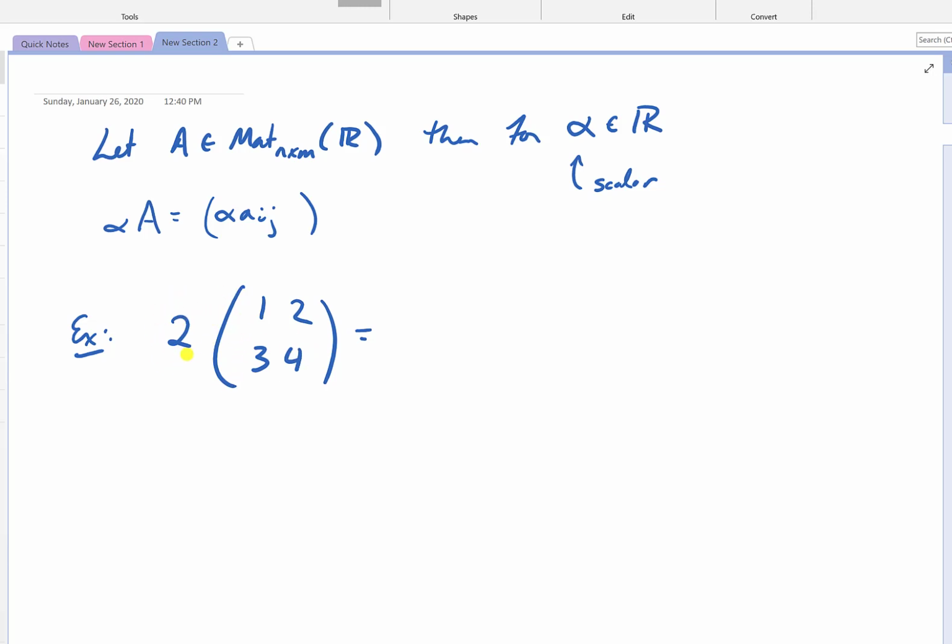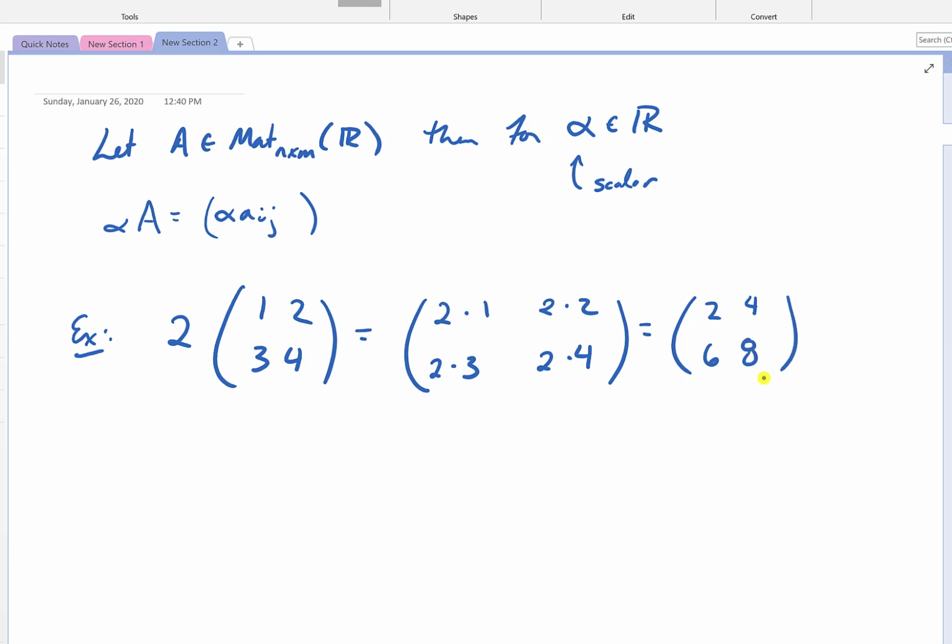Okay? So if we do this scalar times this matrix, we simply multiply each entry of the matrix by the scalar. Generally, I wouldn't write out this step, but I would just jump to the result, which would be 2, 4, 6, 8. That's the resulting 2 by 2 matrix. Okay. That's it. That's all I have for this video.